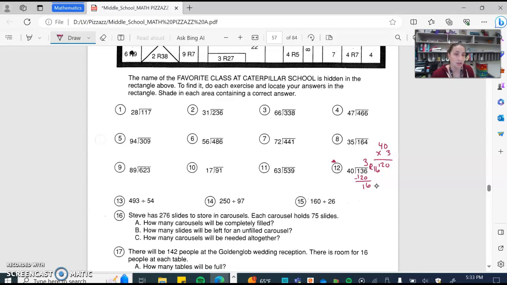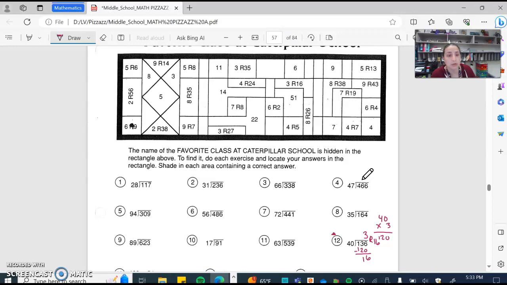I didn't leave myself a lot of space there. So now I'm going to come up here and look for 3 remainder, well, that's 27. 3 remainder 35, 3 remainder 16. And then I would come up here and shade in this shape, and then I continue on with my worksheet. And that's how it works.